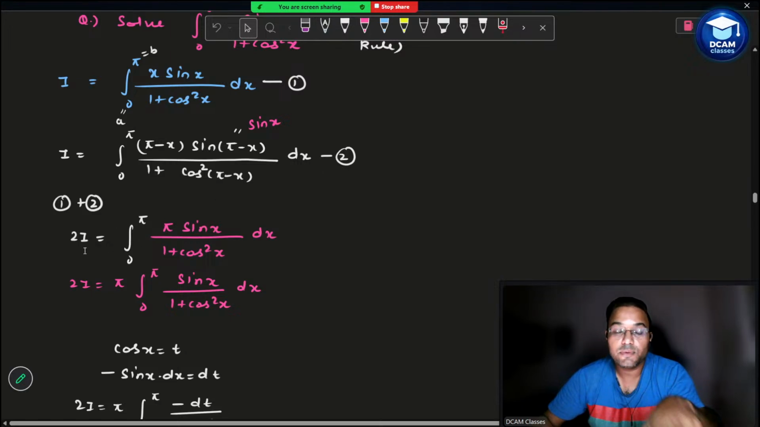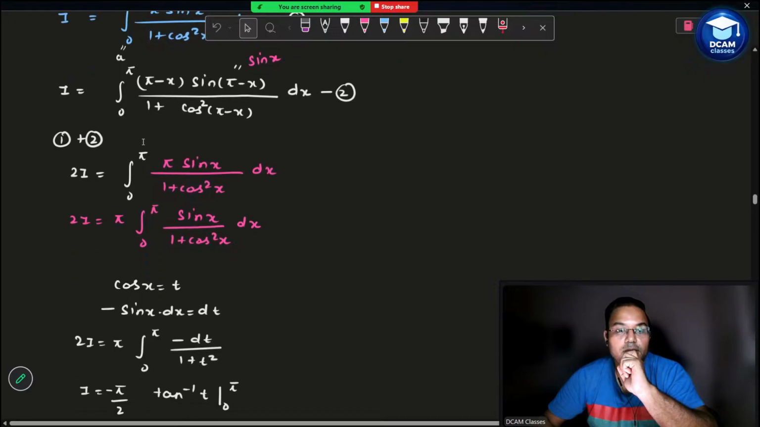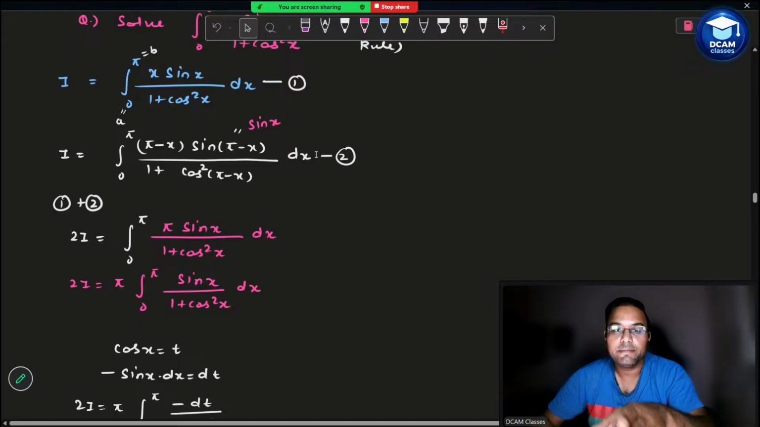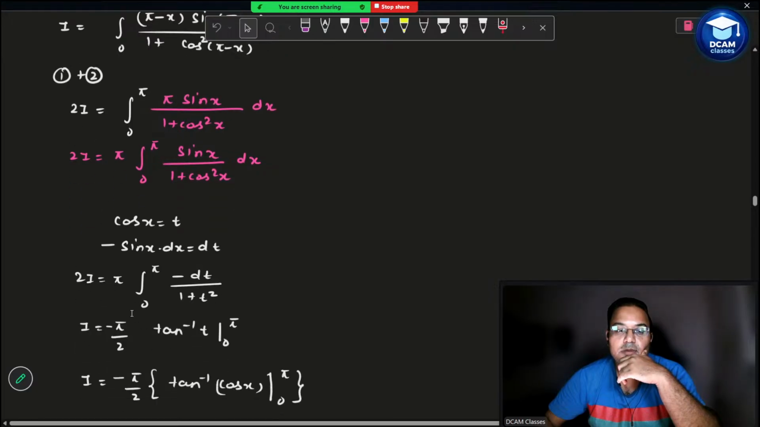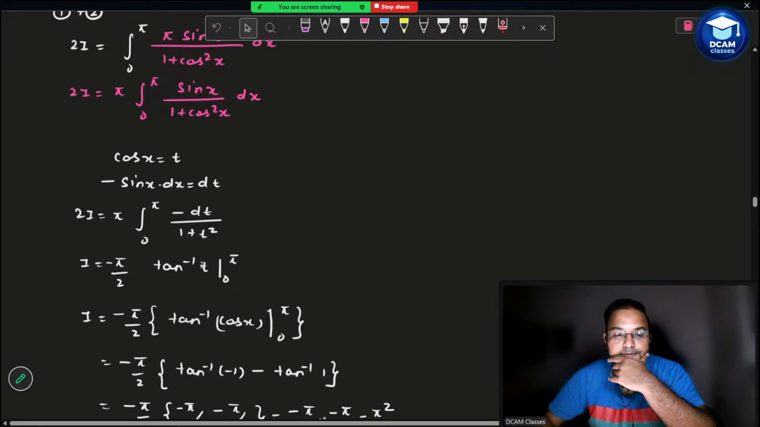You see, this is the point where most students make the mistake. Even though they add 1 and 2, they do not put 2I here. 2I, and then x would get cancelled because sin pi minus x is sin x, cos pi minus x is minus cos x. But because there is a square, it will become cos square x only. So you can actually take the pi outside. It will become I is equal to pi by 2, this one, and then you can solve it easily. Putting cos x is equal to t, you'll get it easily.